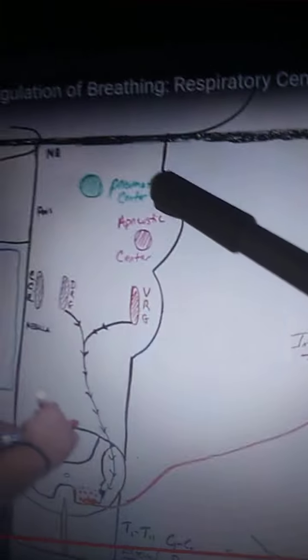Okay, so today we will be talking about respiratory regulation. Before respiratory regulation, you have to know three important things. You have the midbrain, pons, and medulla. So in the midbrain, for example, you have the pneumotaxic center.